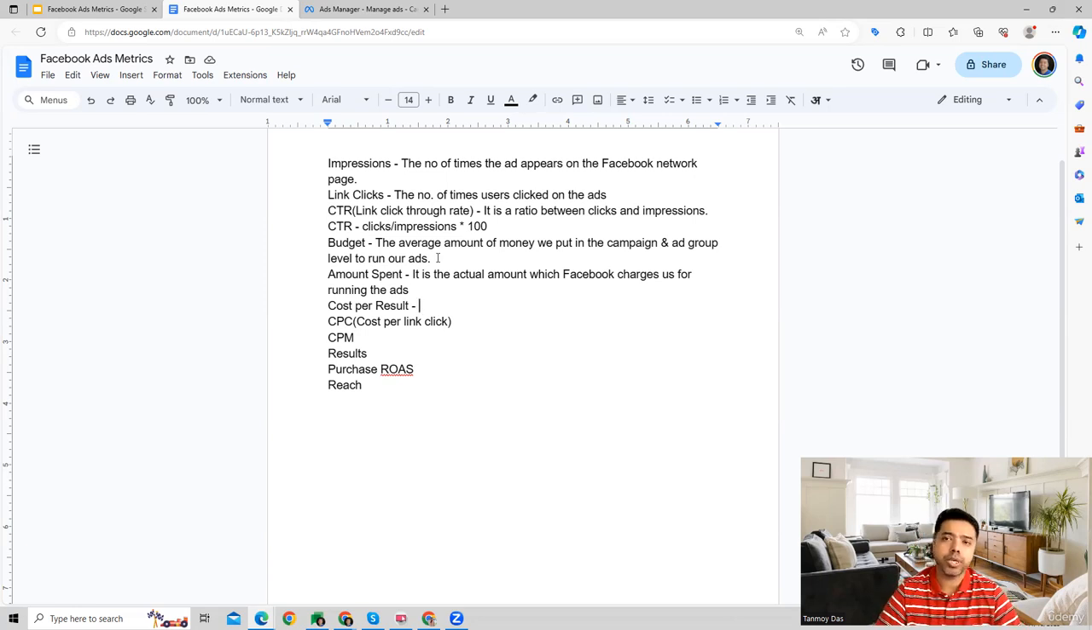In such a situation, we can use cost per result, which is one of the metrics which shows us the average amount of money we are spending right now for the result which we are looking for. This gives us an idea whether the Facebook ads campaigns are expensive or economical, or whether we're getting a better ROI from it or not. So this particular metric shows us the average money we spend on every result.